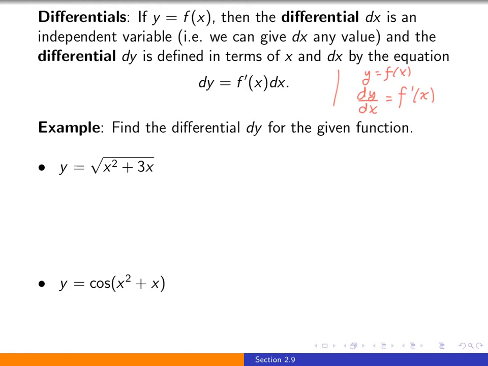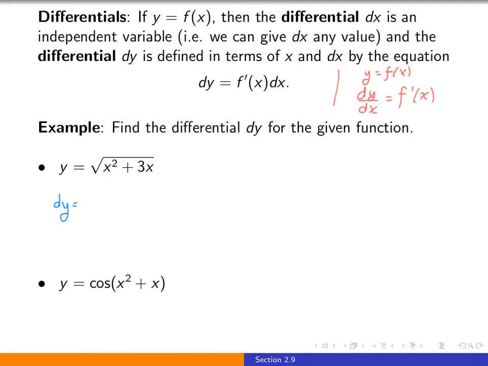So really, if we want to find the differential of a function like y equals the square root of x squared plus 3x, what we do is differentiate the function and then simply multiply it by a dx. Let's go ahead and find the differential for these two functions. In order to find the differential, we first need to differentiate the function square root of x squared plus 3x. This will be a chain rule problem.